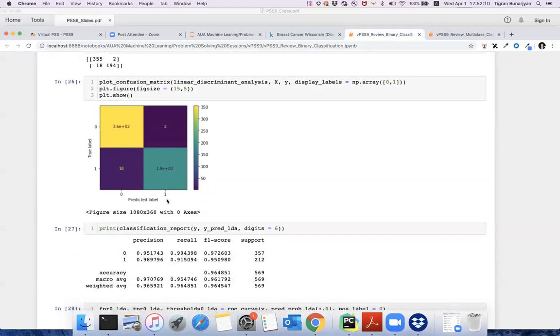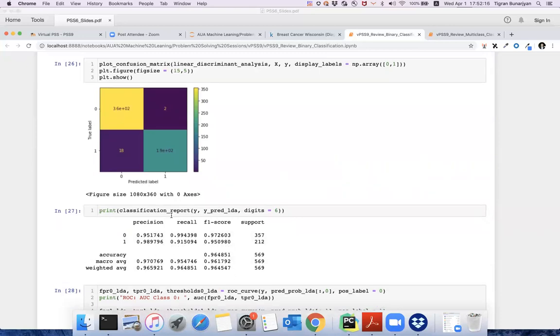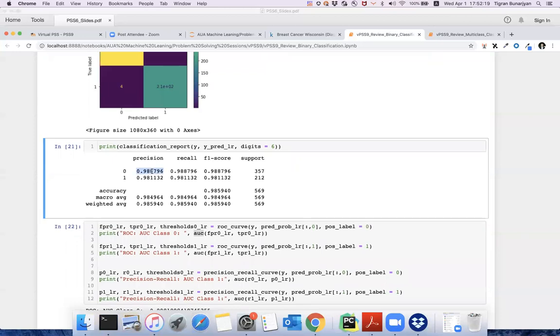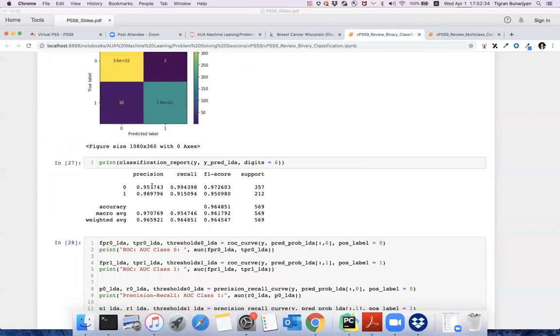Let's look at the classification report in here. While you remember, we had some pretty good precision scores for class 0, and we had some good recall, and almost all values were about 0.98 in the logistic regression model. The LDA provides different results in the classification report, and we have 0.95 and 0.99 as our precision and recall for class 0, and we have 0.98 and 0.91 as our precision and recall for class 1.